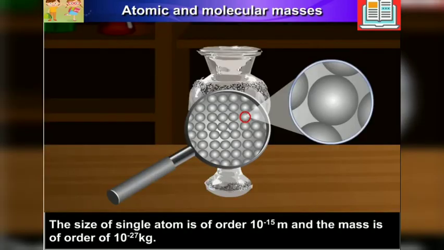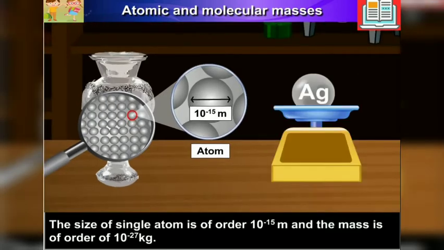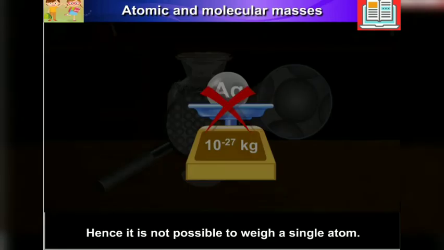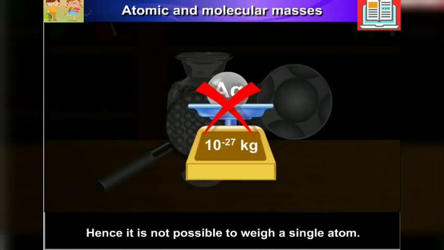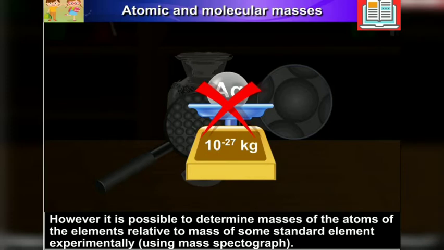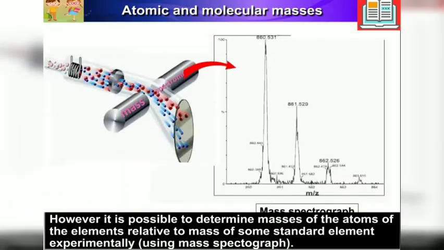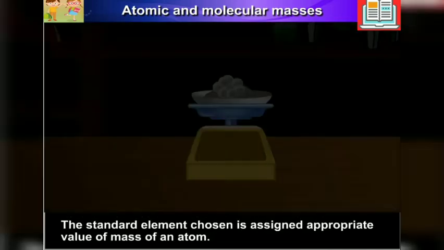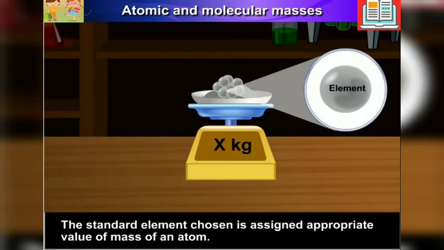The size of a single atom is of the order of 10 raised to minus 15 meter, and the mass is of the order of 10 raised to minus 27 kilograms. Hence, it is not possible to weigh a single atom. However, it is possible to determine masses of the atoms of the elements relative to the mass of some standard element experimentally, using a mass spectrograph. The standard element chosen is assigned an appropriate value of mass of atom.